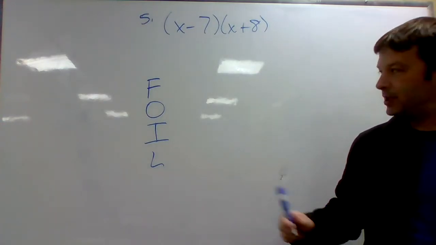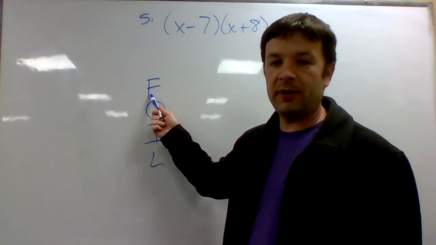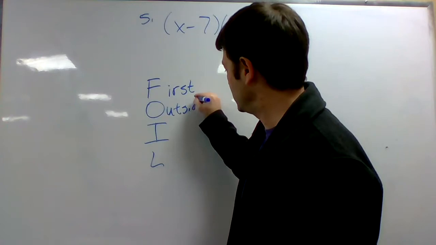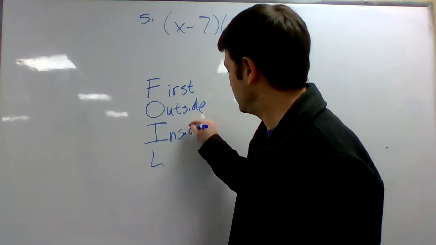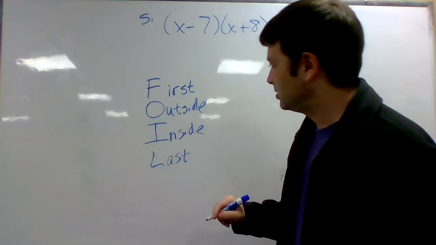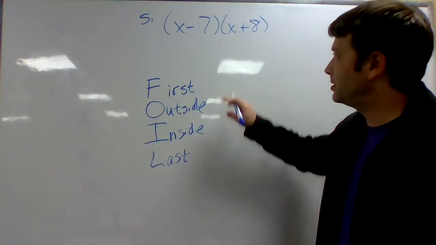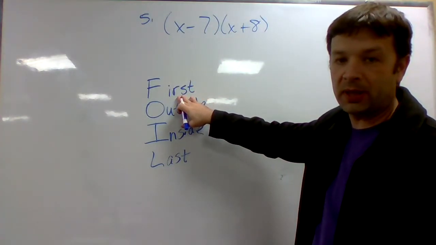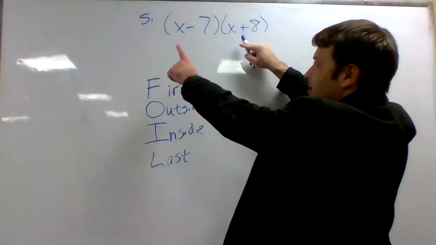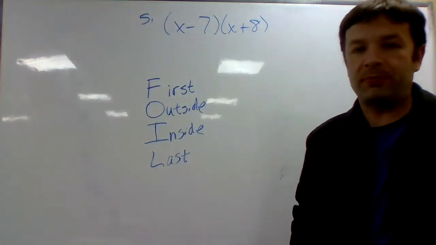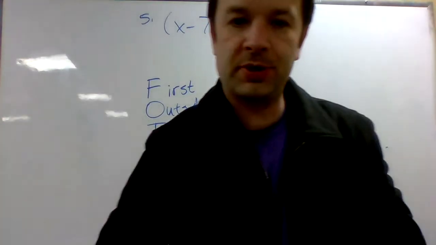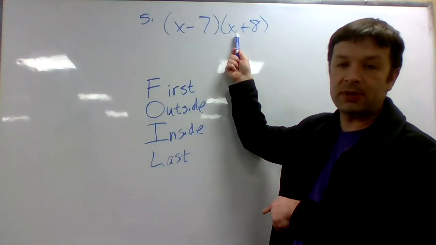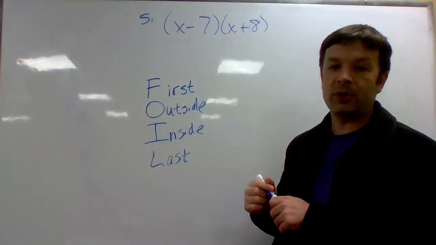FOIL is an acronym. That means each letter stands for something. F stands for first, O is outside, I is inside, L is last. What does that mean? Well, when they say the first, this is what they want you to multiply together. What is the first? The first is the first term in both parentheses. So the x would be the first in the left parentheses, and the x over here would be the first in the right parentheses. So x and x are the first. What is x times x?